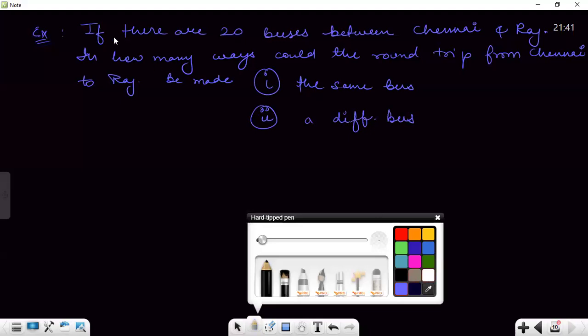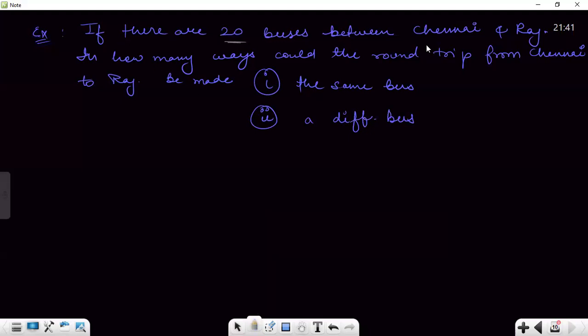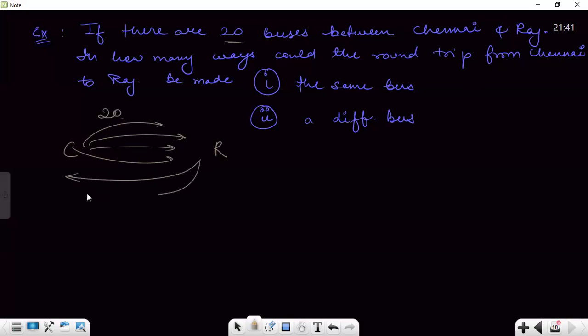Let me repeat the question. There are 20 buses running from Chennai to Rajasthan. One, two, three, four. Similarly, 20 buses are there. And to and fro, so 20 buses going will also come back. So there are 20 buses coming also. Now, how many ways could the round trip be made? Round trip means going from Chennai to Rajasthan and Rajasthan to Chennai, such that we'll have to go in the same bus. So how many ways are there of going in the same bus and coming back in the same bus? Okay, so let's discuss the solution of the first.